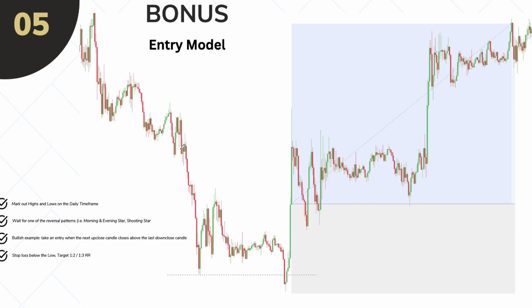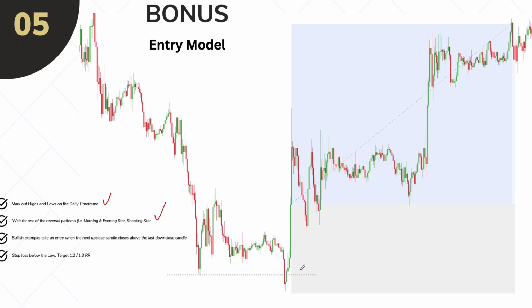Here you see we are in a downtrend, and here is an important low, a daily low. So mark out highs and lows. Well, I marked out the low here. Wait for one of the reversal patterns. And what do you see down here? Down close candle. Then look at this wick. This is a bullish hammer. And then the next candle is green. So done. Take an entry when the next up close candle closes above the last down close candle.